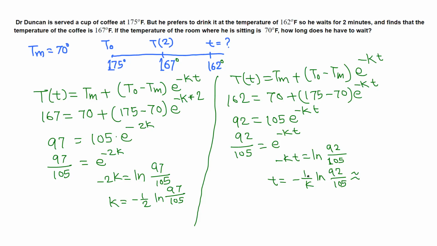Now use your calculator. Just negative 1 over k, where k is the whole thing, times natural log of 92 over 105, and you get about 3.34. So he needs to wait for 3.34 minutes from the very beginning, because we used t0 to be the very beginning, and 2 minutes have already passed. So subtract 2 from this, 1.34 more minutes.